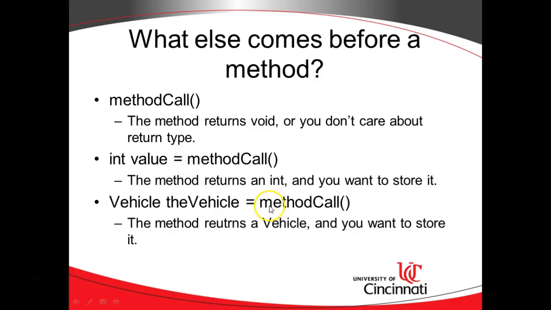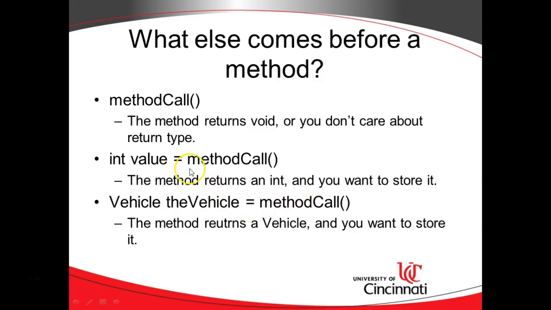Now, on the last example, we have a method and we have an assignment going on here, so that means we're declaring a variable on the left, we're invoking the method call, the method is going to return something, and we're going to take that return value and store it into this variable here. In this case, the return type is type Vehicle. So this is a method that's not returning a primitive type, but is actually returning an object instance, and we want to store that object instance into a variable called thisVehicle.